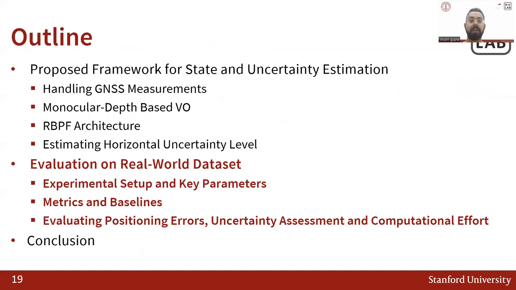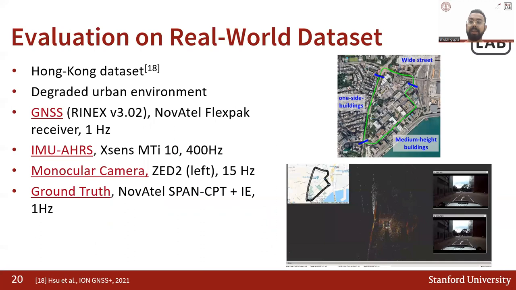So now that I have described our framework, I will move on to our process of evaluation using a real-world data set. We use the Hong Kong data set, which is collected in a degraded urban environment, for our evaluations, and the trajectory, as well as some pictures, can be seen on the right. The data set consists of a GNSS receiver, which is a NovaTel FlexPak receiver available at 1 Hz, as well as an IMU AHRS system, which is the XSens MTi-10 that is available at 400 Hz.